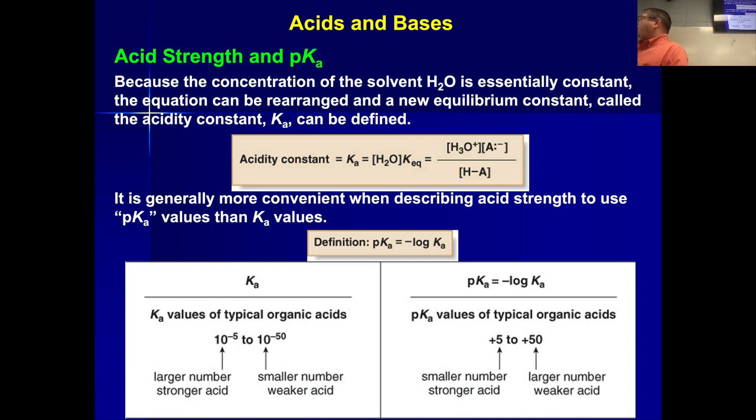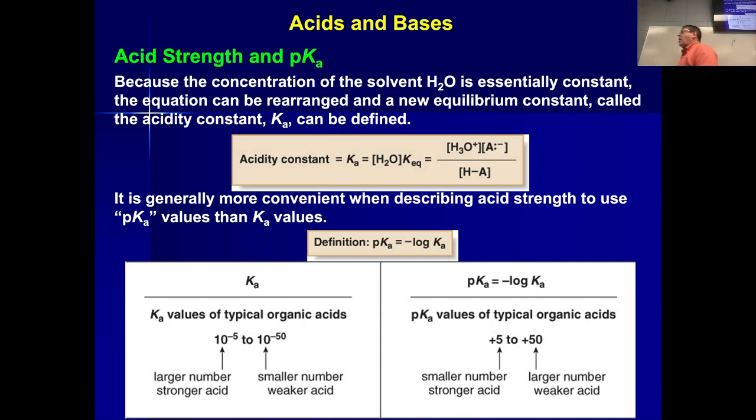So for example, the typical organic acid, things that typically have acid behavior that are organic, typically have Ka values of 10 to the negative fifth to 10 to the negative 50th. Okay, so 10 to the negative fifth is 0.00001. 10 to the negative 50th is 0.000 and so on, 49 zeros and a 1, right? So, do you want to write all that out? Do you want to punch all that into your calculator? You don't, right? So what we do is we take the negative log of those numbers.